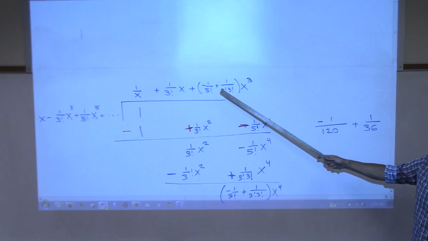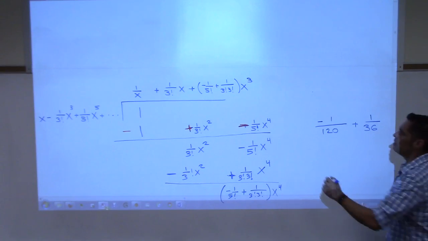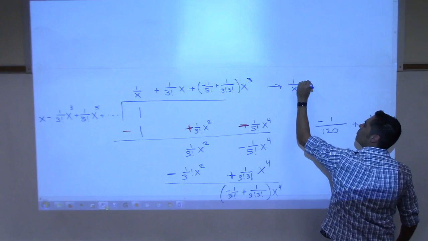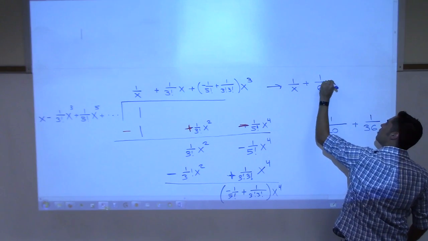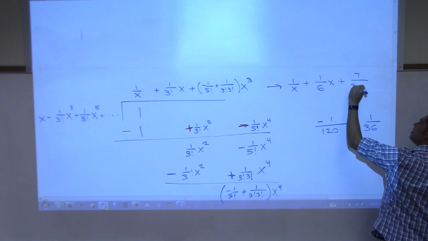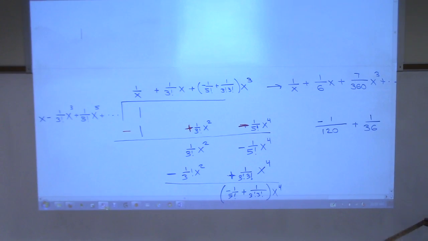So what is negative 1 over 120 plus 1 over 36? 7 divided by 360. 7 over 360? So this is really turning into 1 over x plus 1 over 6x plus 7 over 360 x to the 3rd plus... There's your power series expansion.